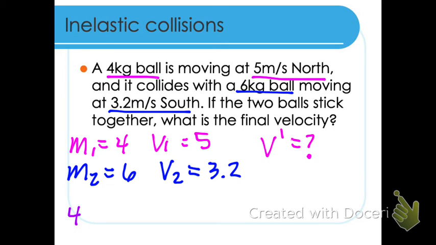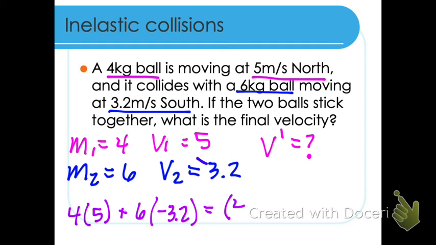So we'll say 4 times 5. Oh, I missed something on my V2, didn't I? It's got to be negative because it's moving south. My bad. Okay. Plus 6 times negative 3.2, equals 4 plus 6 times V prime. Okay, did I get those numbers plugged in the right spots?